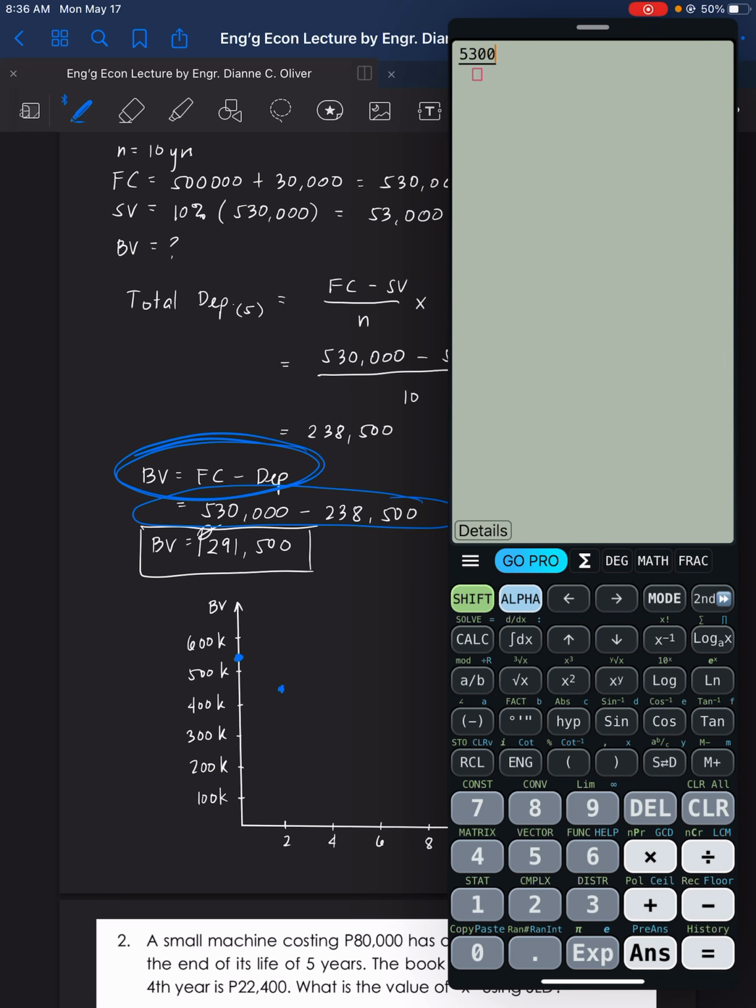fourth year. 530,000 minus 53,000 divided by 10 years multiplied with 4 years. So 190,800. 530,000 minus the answer, we have 339,200. So for the fourth year, we have here 339,400. Next.